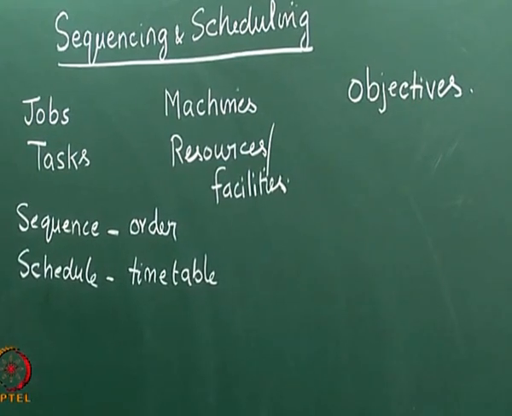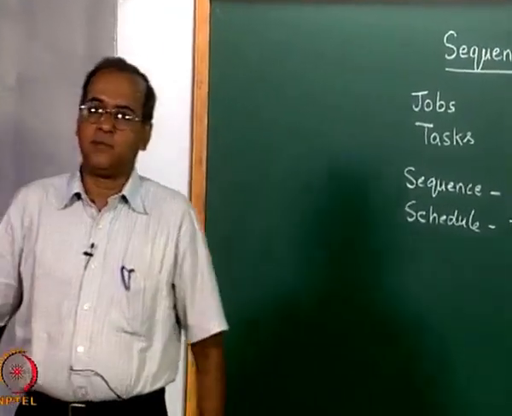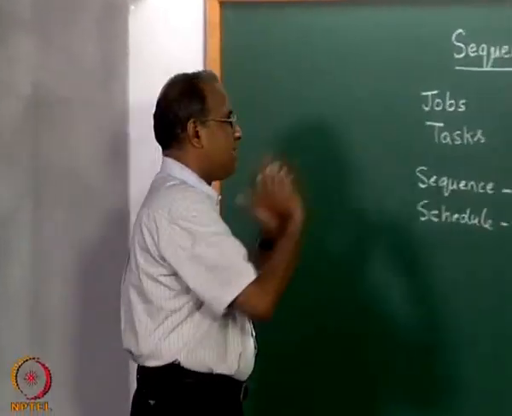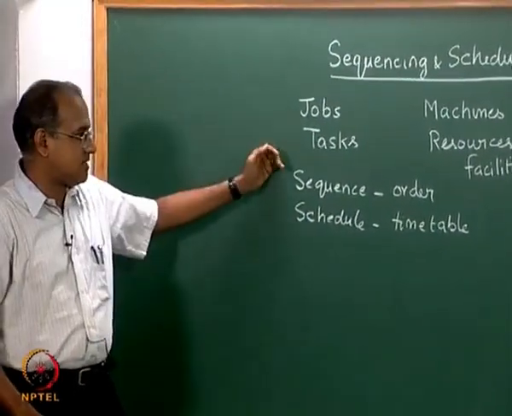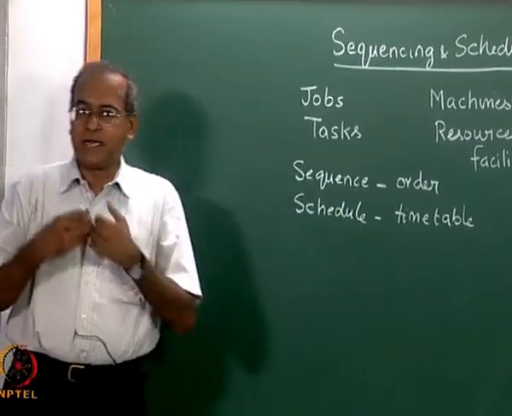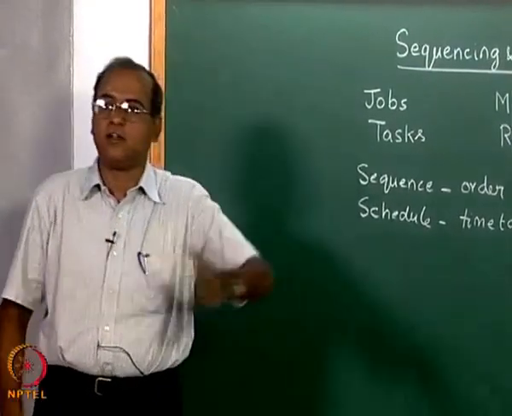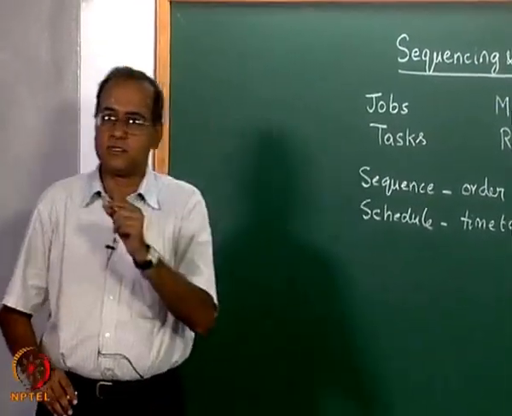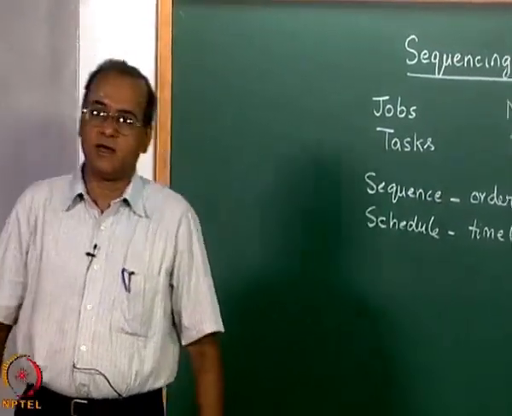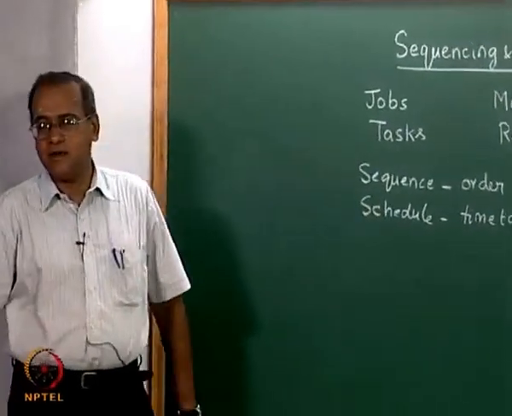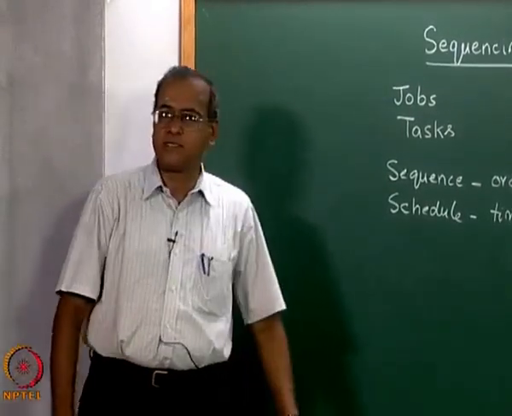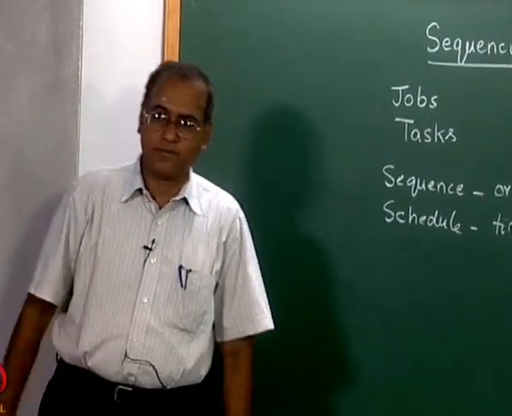While sequence represents the order in which things are to be done, schedule represents the timing or timetable of the activities. In certain problems we will use the word sequencing, and in certain other problems we will use the word scheduling. When the timetable automatically follows the order in which the jobs are sent, then we use the term sequence, where sequence also includes the schedule. In situations where the timetable has to be explicitly stated, we use the word schedule. As we move along we will see places where we use the word sequence and places where we use the word schedule.